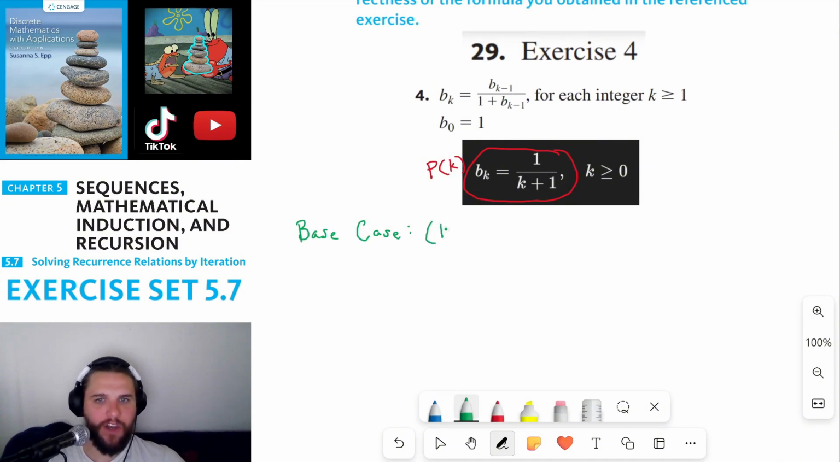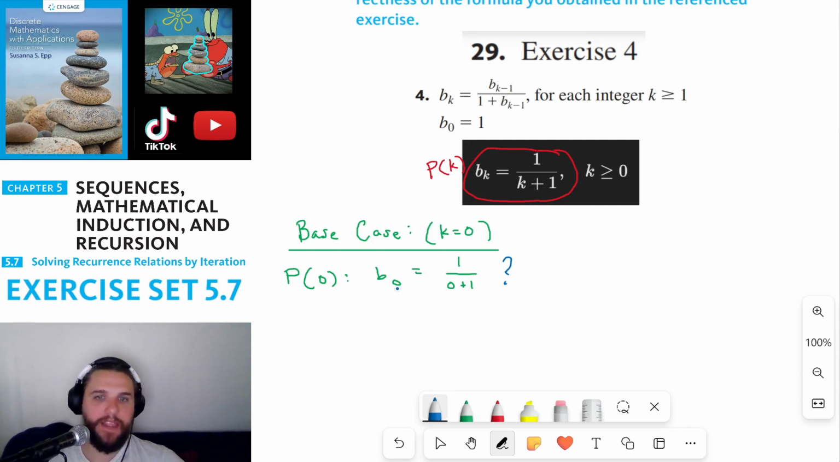The base case is going to correspond to when k equals 0. P of 0 is the statement that b sub 0 equals 1 over 0 plus 1. We want to show that this is true. So we're going to start with b sub 0 on the left-hand side, which we're given is 1, according to the recursive definition. But we can also evaluate the right-hand side of this equation. 1 over 0 plus 1 is also 1. And so P of 0 is true.